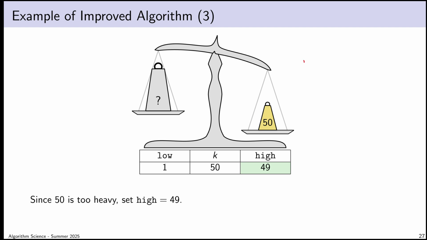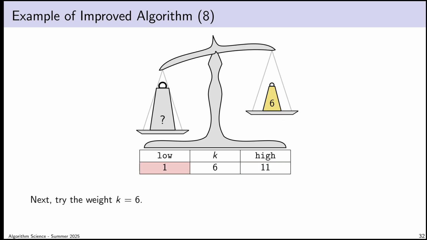And now I try the midpoint. 1 plus 49 over 2 is equal to 25. So I try weighing 25, and I discover that 25 is also too heavy. So my new upper bound, my new high, becomes 24. Now 1 plus 24 over 2 is going to be 12.5, but again, we can just call that 12 because we need an integer. So we weigh 12. 12 is still too heavy, so our new upper bound becomes 11. And then we try 6, and 6 is too light. So our new lower bound becomes 7.